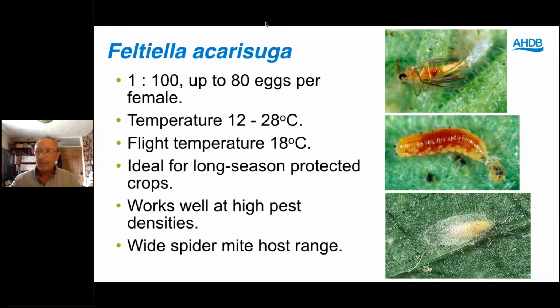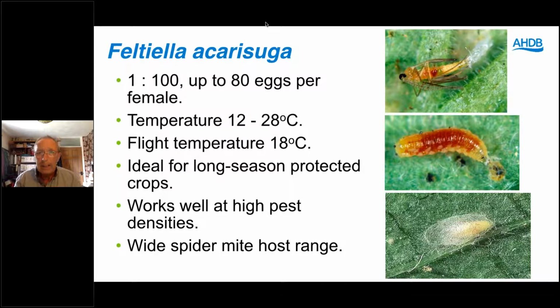Last predator to introduce is Feltiella acarisuga. This is a very useful predator. It's again an obligate predator, feeds only on spider mites. The adult is a winged fly, it's a midge. So again, host location is very, very good, but it needs a fairly high number of spider mites before it cuts in to do the job.